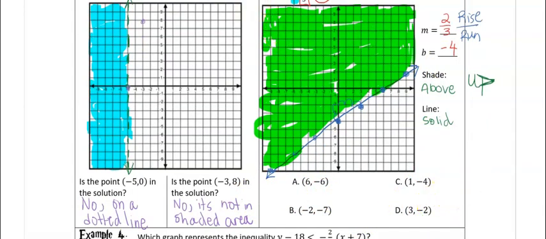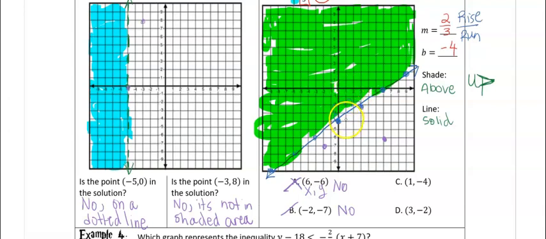So let's test out each of the points, right? 6, -6, that's my x and my y. So 6, -6 will be down here. Oh, that's not in a shaded area, so no. Cross that out. Let's look at B, -2, -7. Oops. That also doesn't fit, right? It's not in a shaded area. So that will cancel.